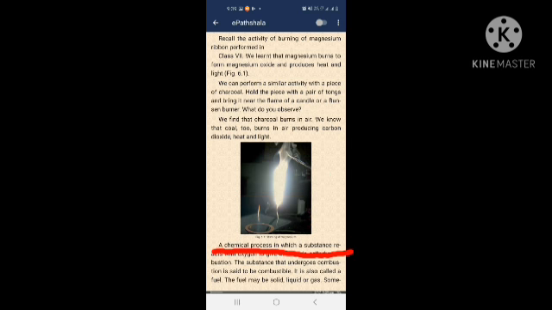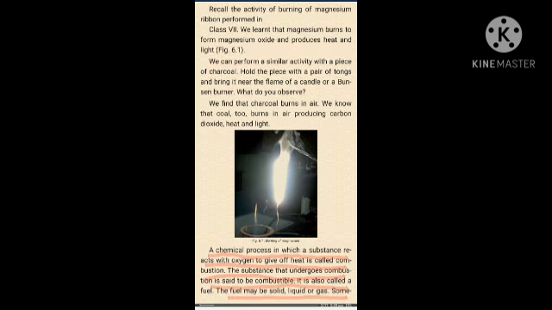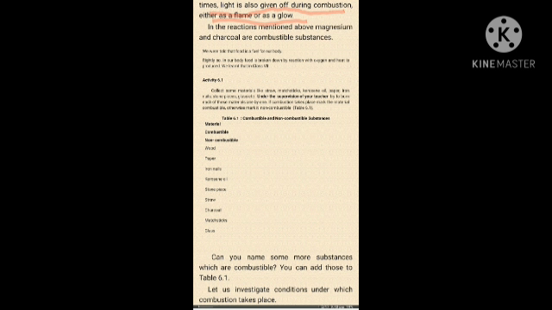Now the definition of combustion is: a chemical process in which a substance reacts with oxygen to give off heat is called combustion. The substance that undergoes combustion is said to be combustible. It is also called a fuel. The fuel may be solid, liquid, or gas. Sometimes light is also given off during combustion, either as a flame or as heat.